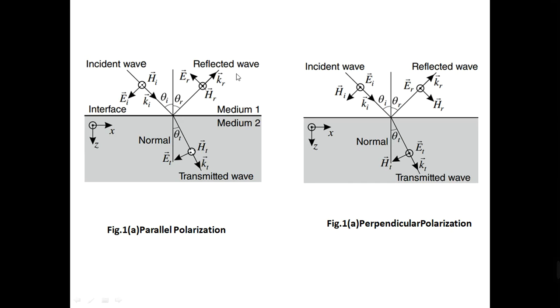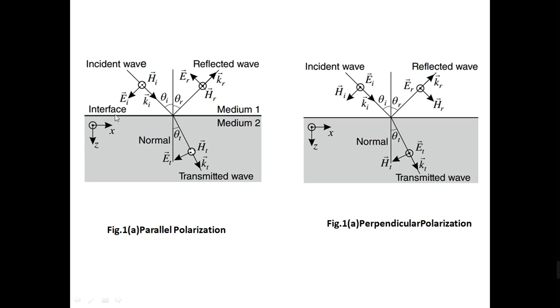Here we are considering two dielectric media, medium 1 and medium 2, which are separated by the boundary. When the wave is incident in medium 1, some part of the wave is transmitted into medium 2 and some part of the wave is reflected into medium 1. So parallel polarization is when the electric field vector is parallel to this plane of incidence. This is the plane of incidence, which consists of the incident wave and the unit normal vector.